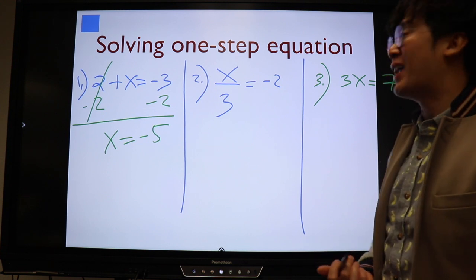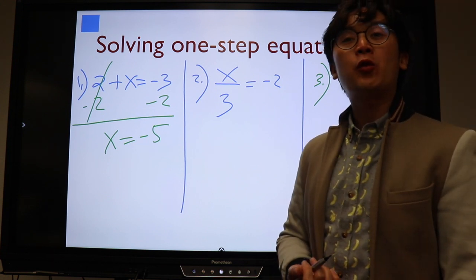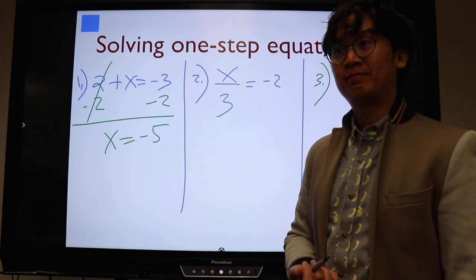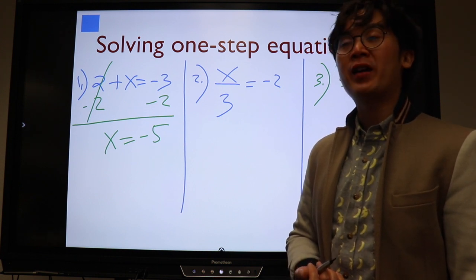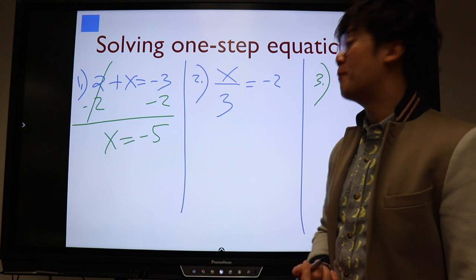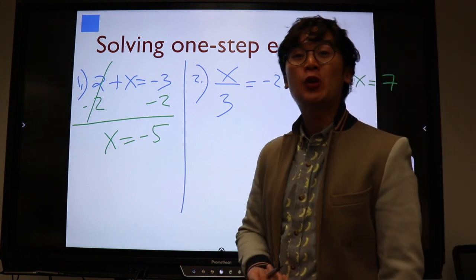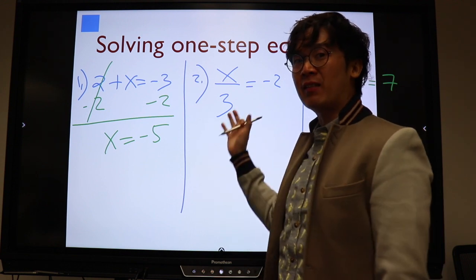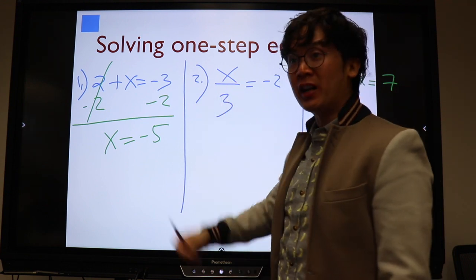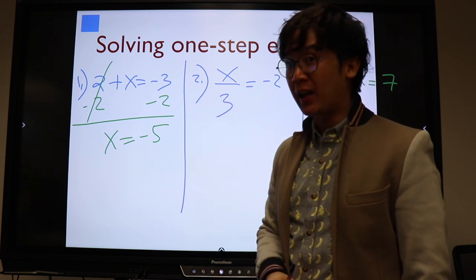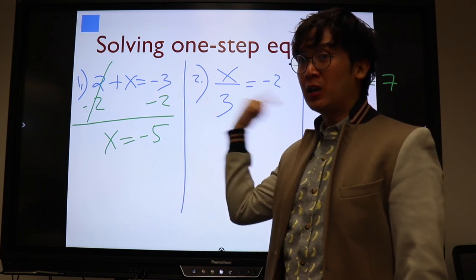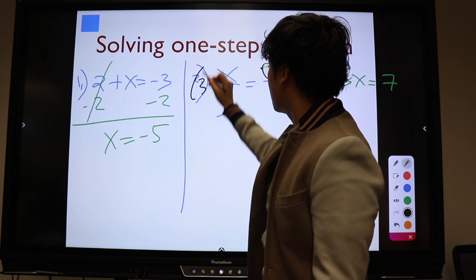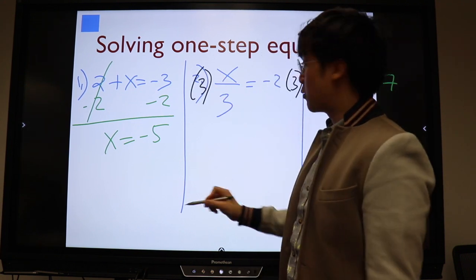X over 3 equal to negative 2. What am I going to do so that 3 is going to go away? Multiply by what number? By 3. And that's correct. So it's safe to say that when you are seeing an equation like this, when there's a number in your denominator, multiply both sides of the equation by the denominator. So multiply by 3, multiply by 3.